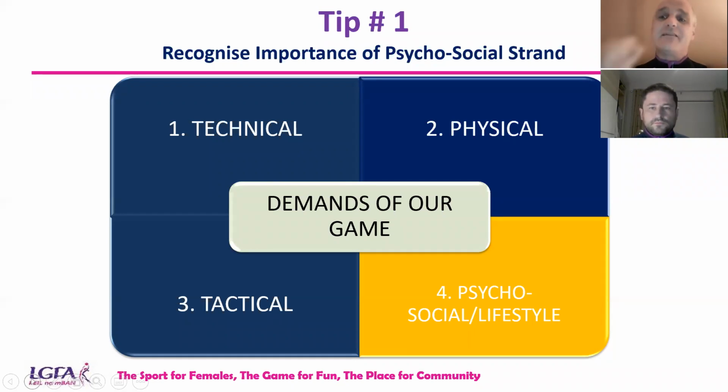We need to give this area of the four strands to develop a player a bit more thought and understand the importance of it. The psychosocial lifestyle element: smile, ask them how their life is, how are things going, how did the exam go, getting to know the player. When you get to know the player, you're developing a sense that the coach recognizes me. The coach makes me feel valued. The coach is interested. He cares or she cares. And I think that's very important. Before I move it on, is there anything you'd like to add to that?